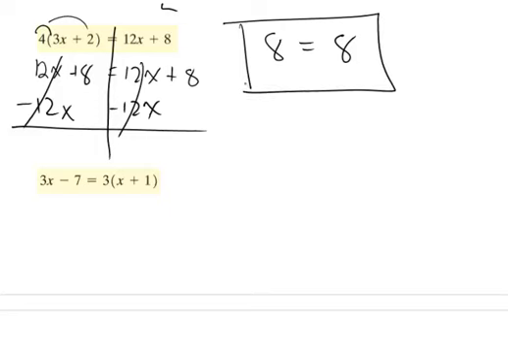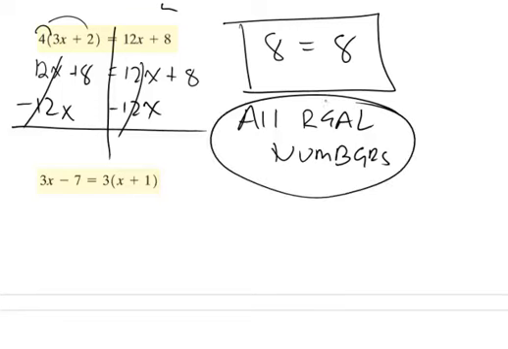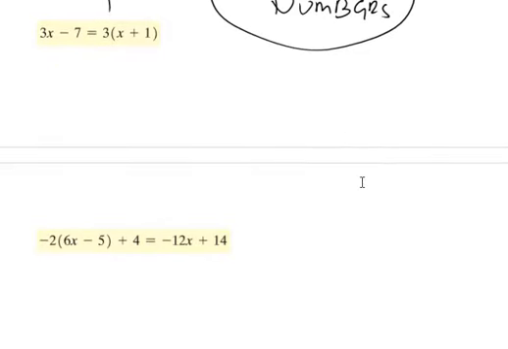Okay, so when something like this happens, what we say is the solution is going to be all real numbers. Now that happens when all my x's cancel out and end up with something that's true, like 8 equals 8. Okay, so if I get 8 equals 8, 2 equals 2, negative 7 equals negative 7, and I don't have any more x's, then my answer is going to be all real numbers.